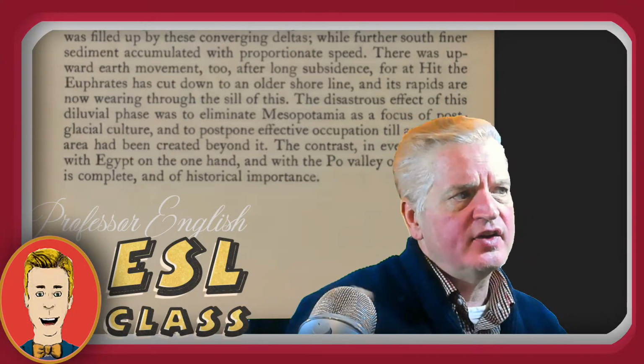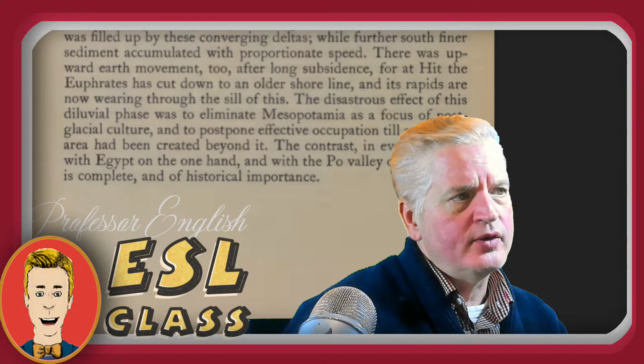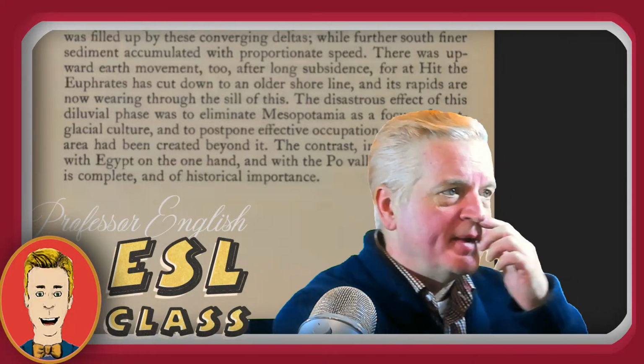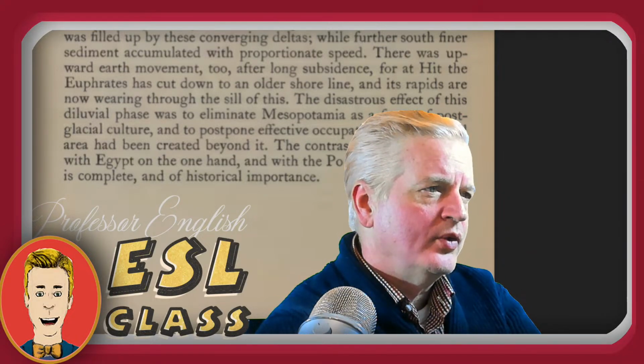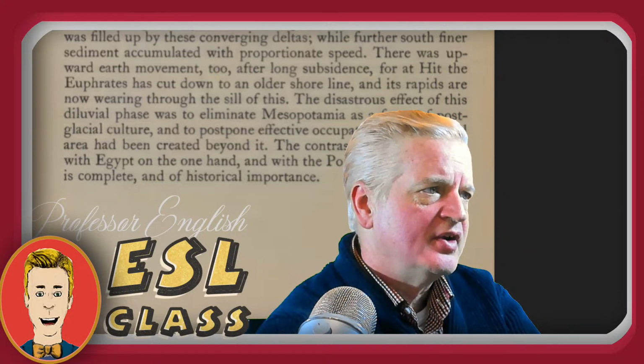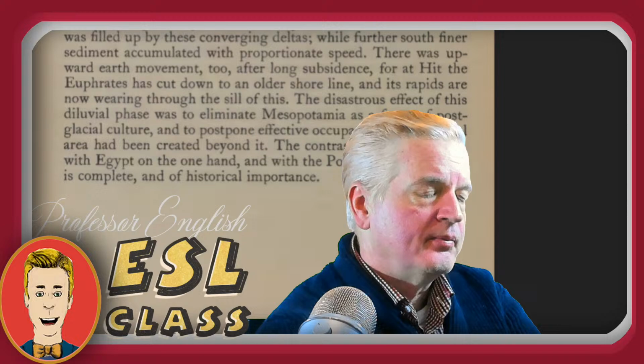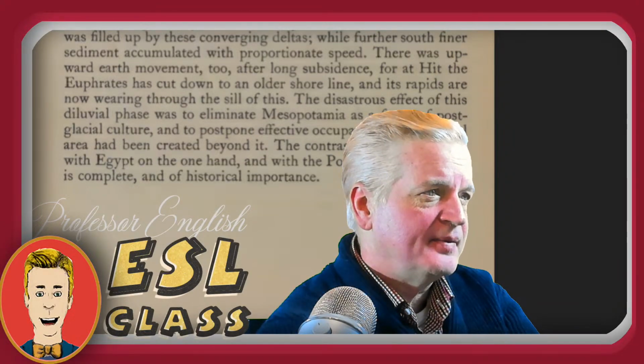The Euphrates has cut down to an older shoreline. I'm not sure what they mean by that. The Euphrates has cut down to an older shoreline, and its rapids are now wearing through the sill of this. So the rapids that are there now are caused by this or evidence of this, something like that.